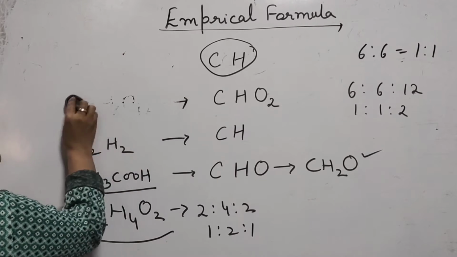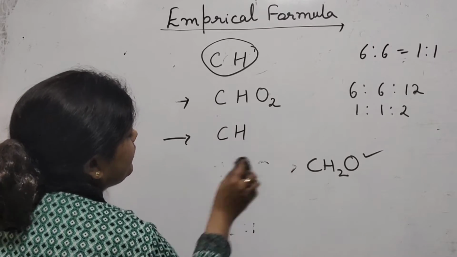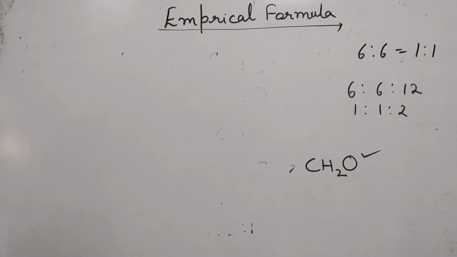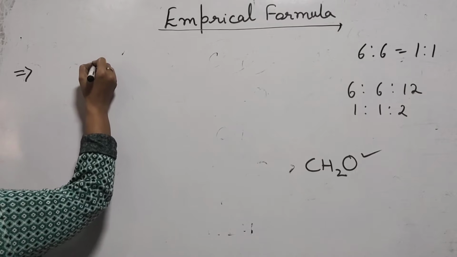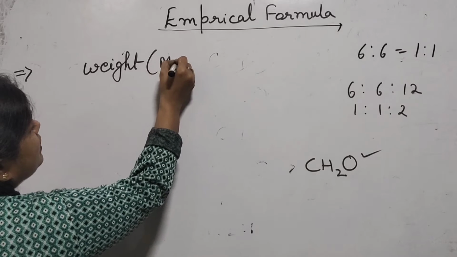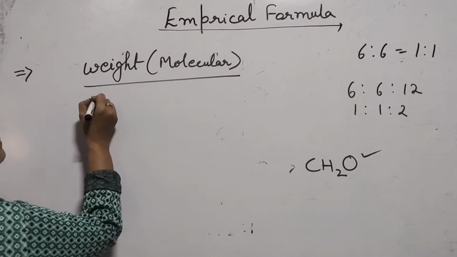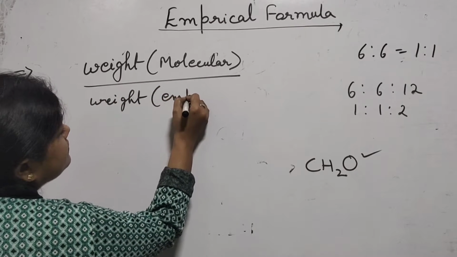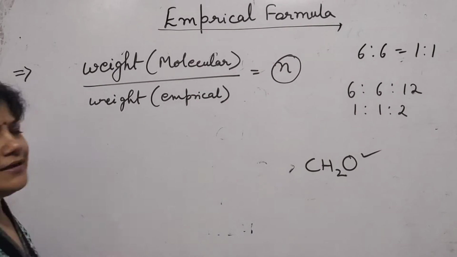Now in the next part, I am also going to share with you how to find the relationship between the molecular weight and the empirical formula of any compound. So the relationship between them is: molecular weight of the compound over weight of the empirical formula is equal to n, that is, the number of atoms.